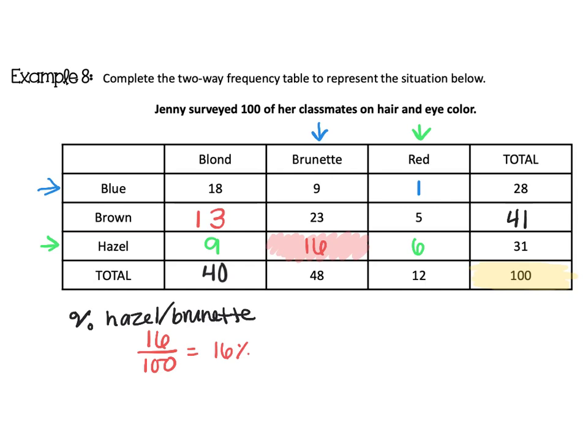Now I could also look at this and say, okay, what percent of the people with red hair have brown eyes? So there are 12 people with red hair, and 5 of them have brown eyes. So that calculates out to 42%. So that's how a two-way frequency table can be used to look at percents of the population.